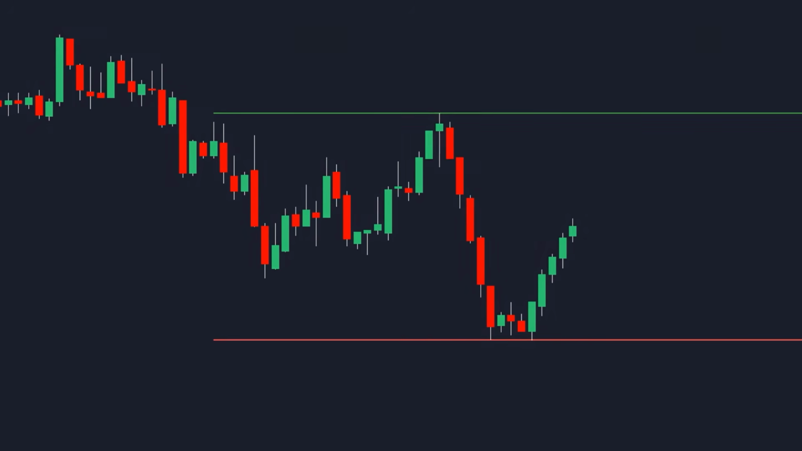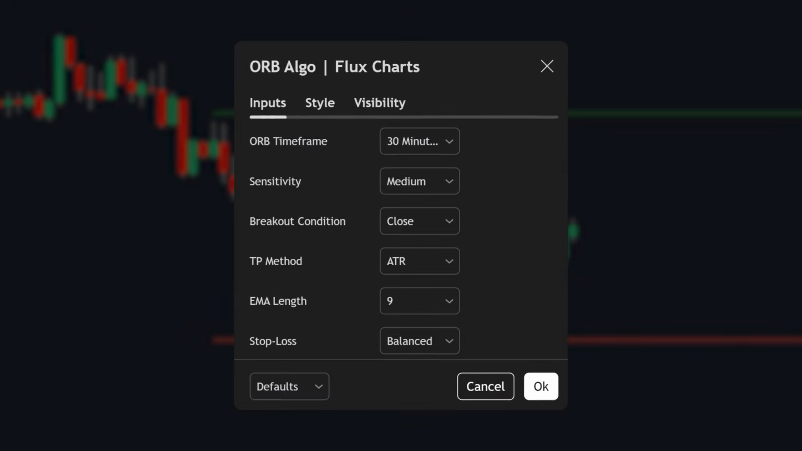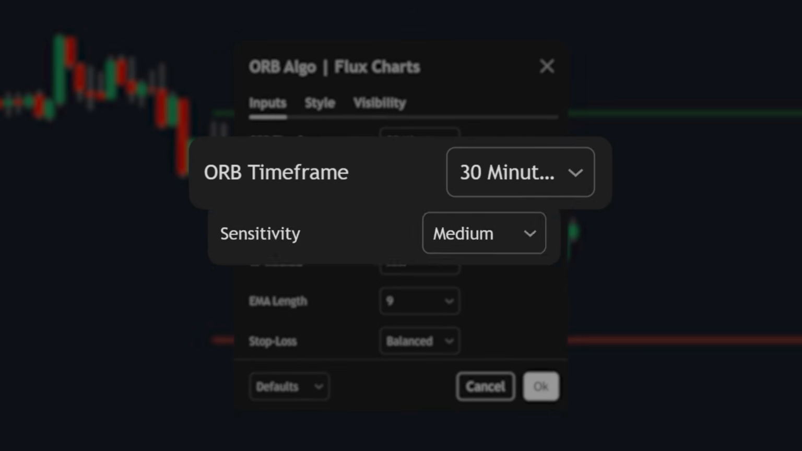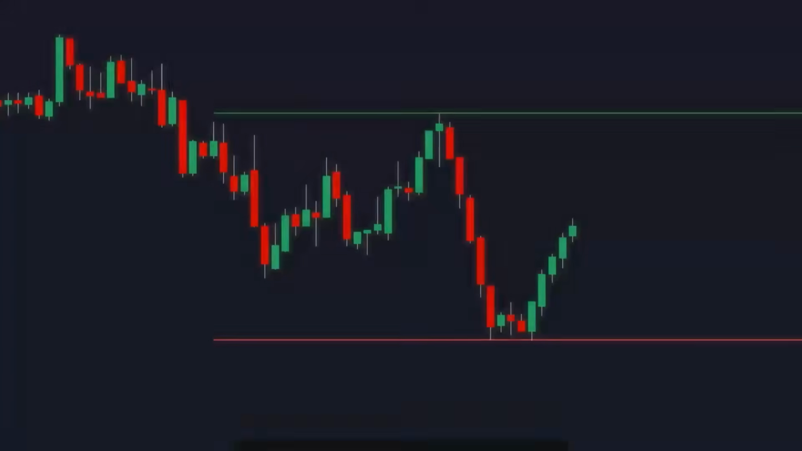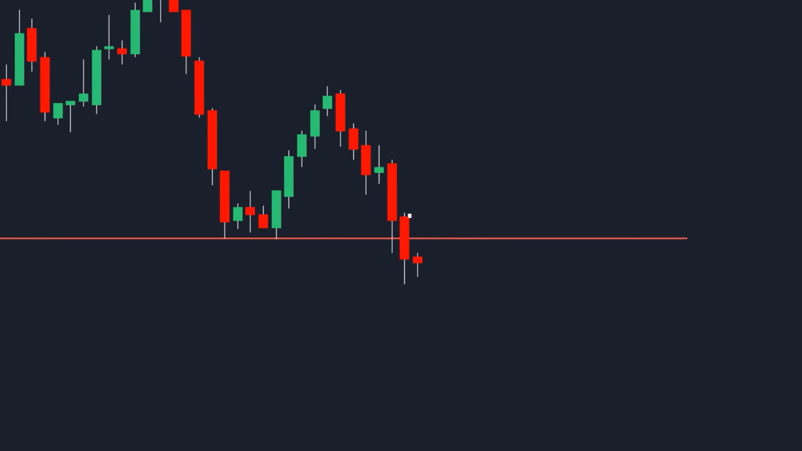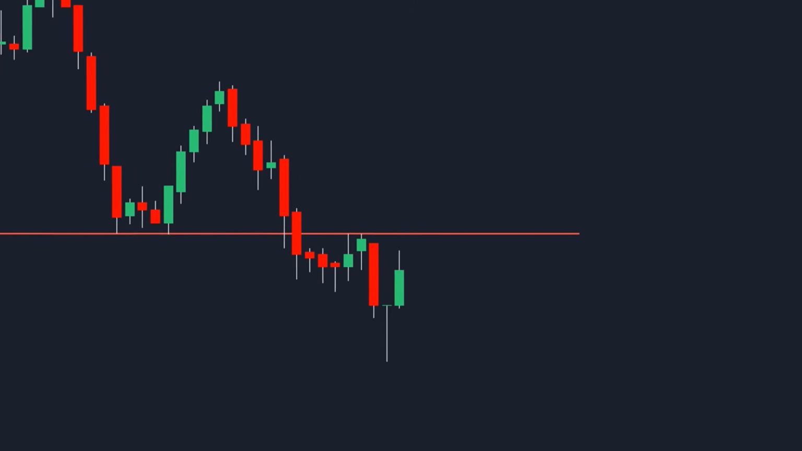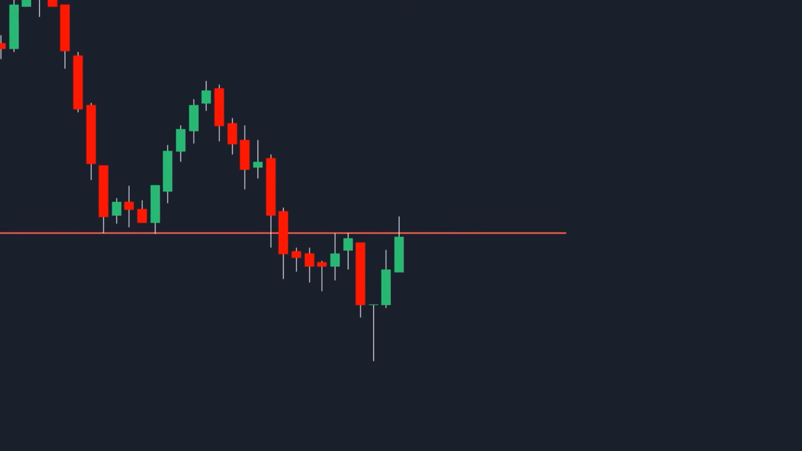Take a look at this chart. We're trading the 1-minute time frame. The opening range time frame is set to 30 minutes, and the sensitivity is set to medium. Price breaks below the range low. But notice, we don't get a sell signal right away. The indicator waits. Price then retests the low, and then we get a sell signal.